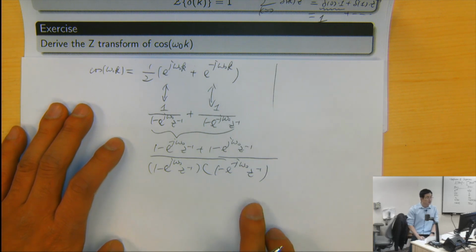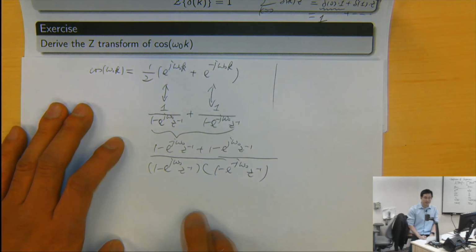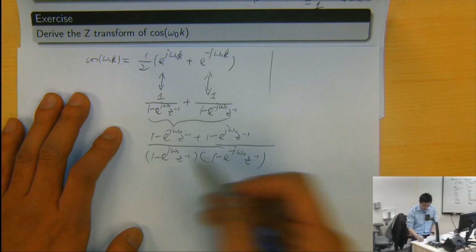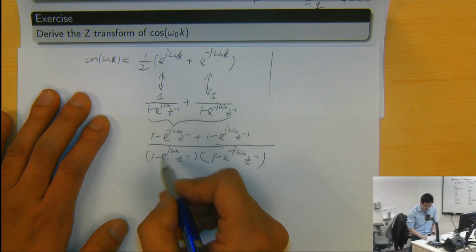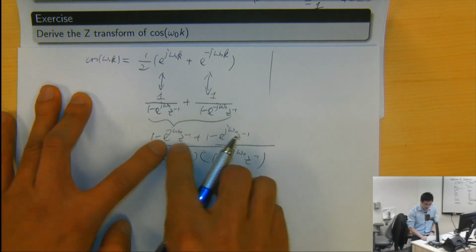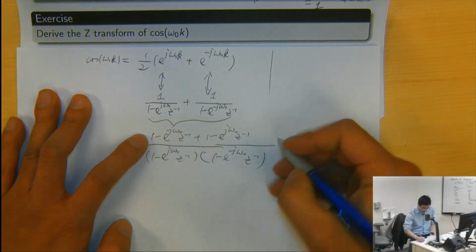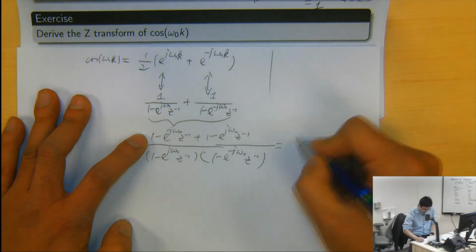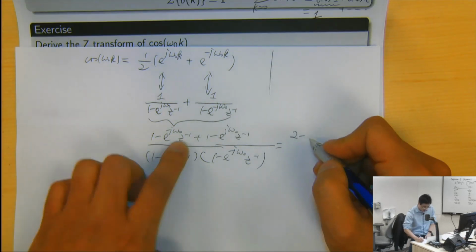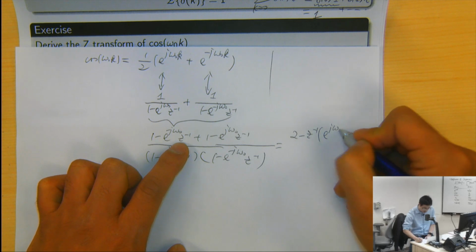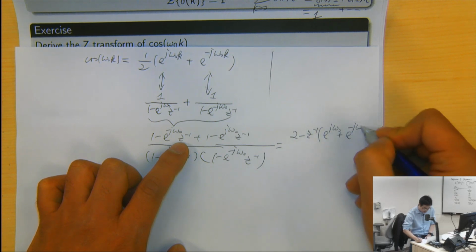This one, starting from here, you see it's a little bit different from the Laplace transform. But the simplification we will be doing is very similar. It's just using Euler's equation back and forth. I have in the numerator 2 minus a common term z^(-1) times e^(j omega 0) plus e^(-j omega 0).